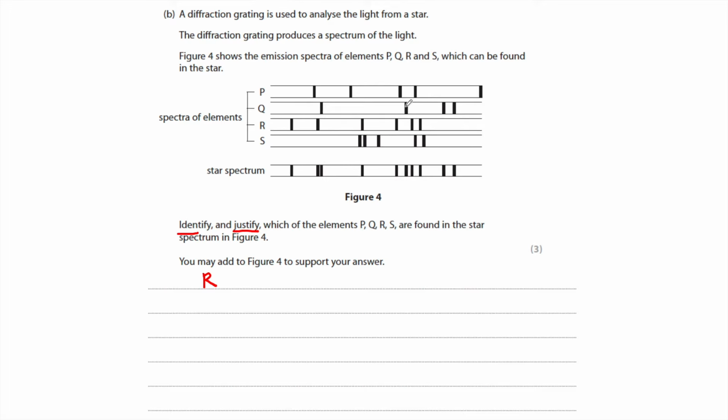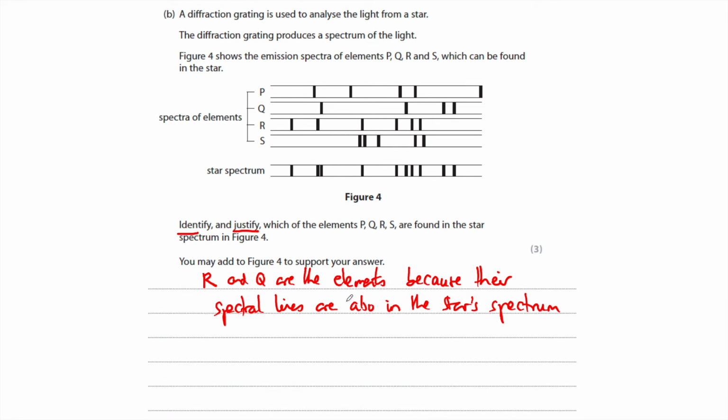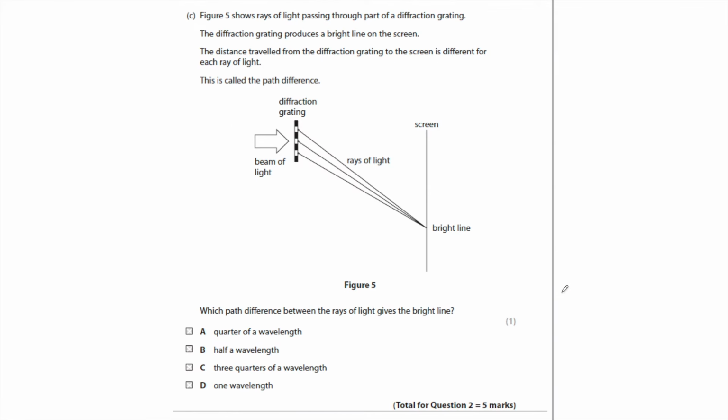Q, that's in, that matches up as well. And so do those two. So R, Q, let's quickly check S. S clearly isn't because that line is not in the spectrum. So it's R and Q are the elements because their spectral lines are also in the star's spectrum. So those are your marks for 2 marks for identifying and that mark for justifying.